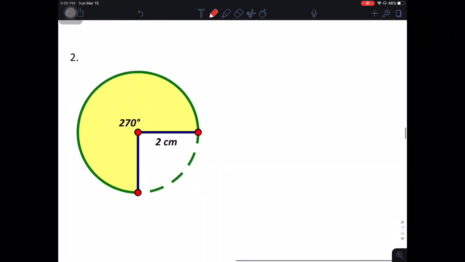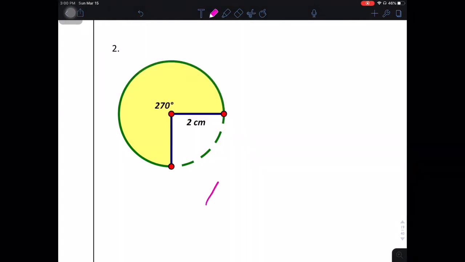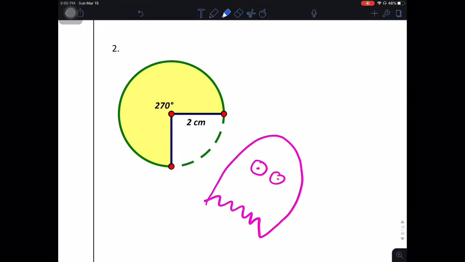Number 2, we got Pac-Man. He's attacking. Well, let's give him something to attack. I think this is Pinky. I don't remember if the ghosts have mouths.